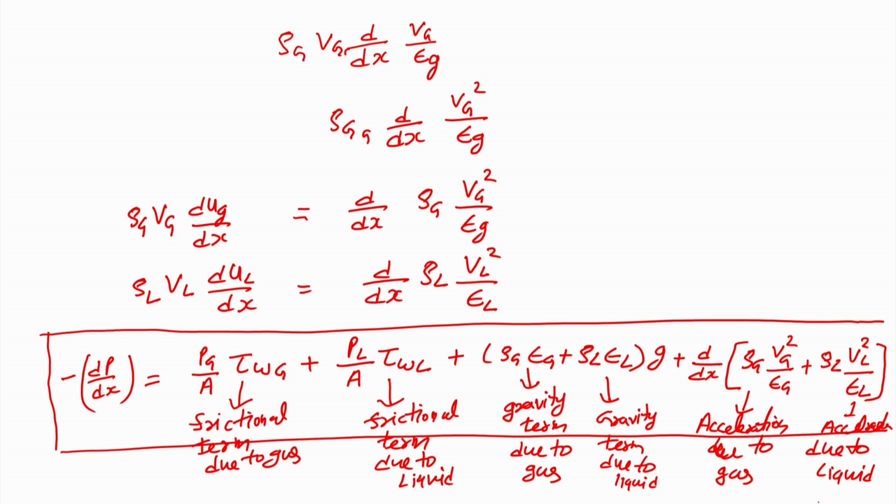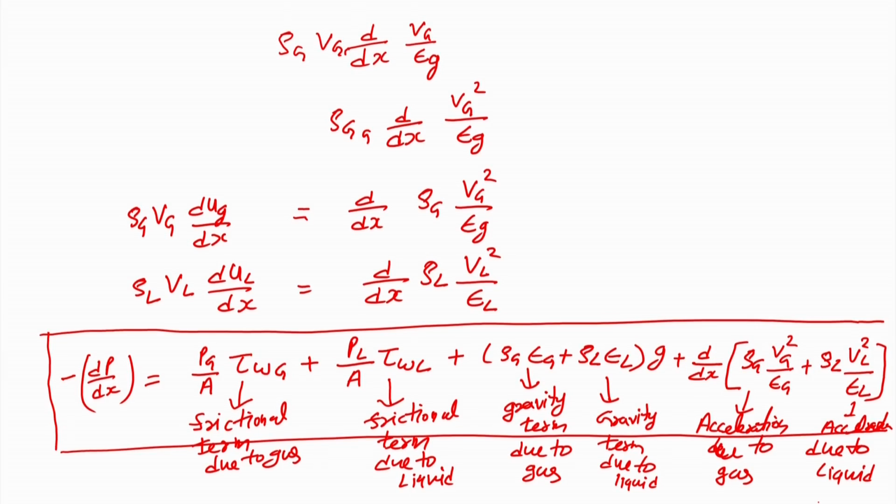Now instead of the single phase flow, the overall dp by dx is the summation of the dp by dx that occurs because of the friction, the dp by dx because of gravity, and the dp by dx because of the acceleration. Now you will see the combined effect: the dp by dx frictional term, but the friction will now be caused by the gas and liquid both. So these two terms have been written.